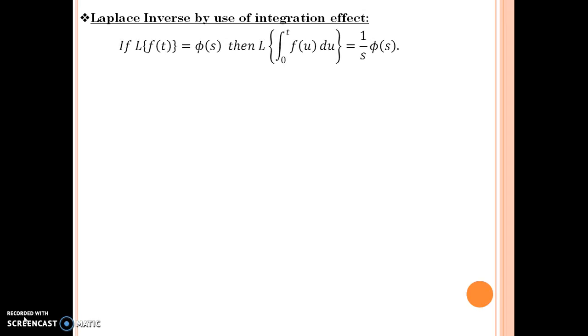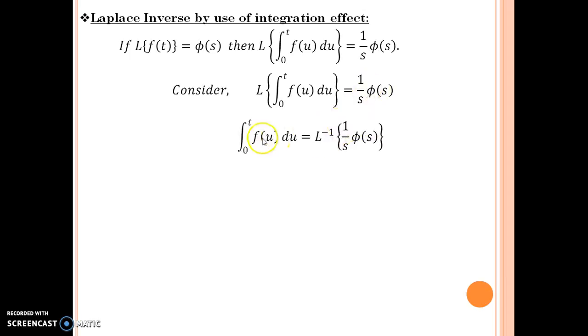The statement said that if Laplace of f of t is equal to phi of s, then we have Laplace of integral 0 to t f of u du as 1 upon s phi of s. Okay, so now we consider this result that we found from the integration effect. Now if I take the Laplace operator onto the right hand side, it would become Laplace inverse operator. So I have taken it onto the other side.